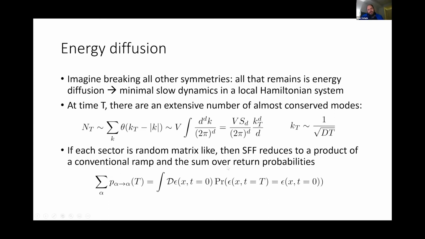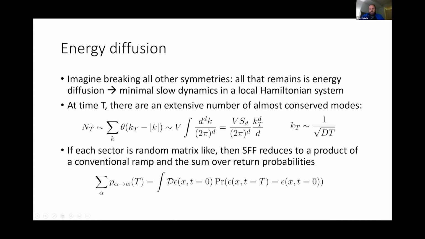And I claim that at time t, there's an extensive number of almost conserved modes. The reason being that a diffusive mode has an amplitude which decays like the diffusion constant times the wave vector squared. And so if I set that decay rate equal to 1 over t, all the modes of wave vectors lower than that characteristic scale have barely decayed. They haven't even decayed by 1/e-fold yet. They're essentially the same as what they were at the start. So this is that characteristic wave vector here set by the time I'm looking at.